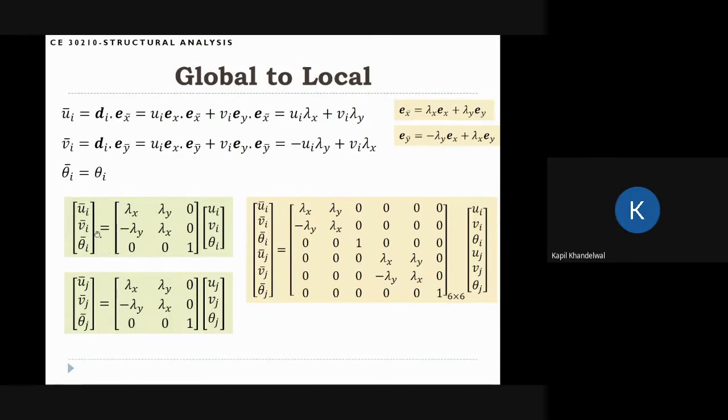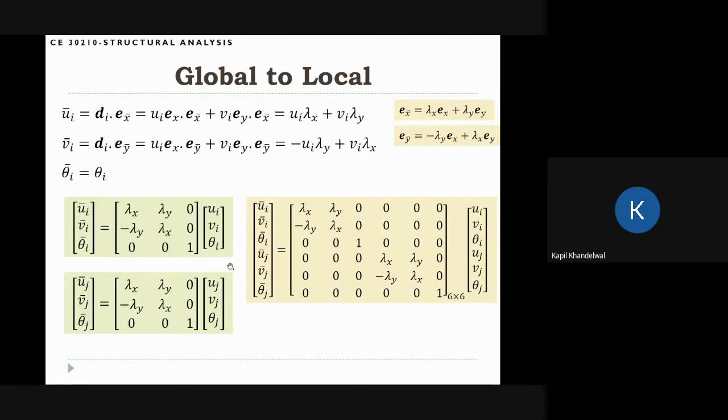This is the exercise we did for the I node displacement. We can do exactly the same exercise for the J node displacement, and we will have exactly the same relationship. You can see that we will have the same relationship as we got for Ui bar, Vi bar, theta i bar. We'll get the same thing for Uj bar, Vj bar, theta j bar. These degrees of freedom will be related to the degrees of freedom at the J node, but the form of this relationship is not going to change.